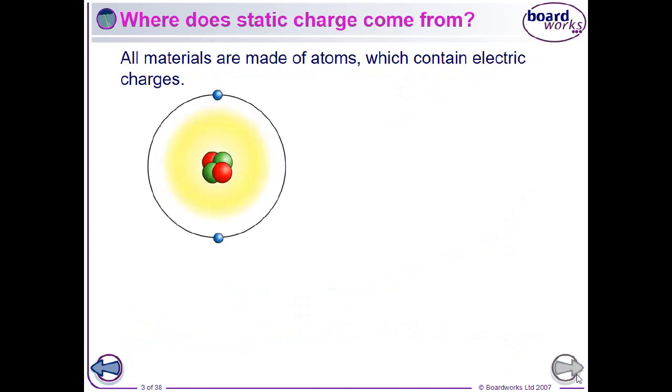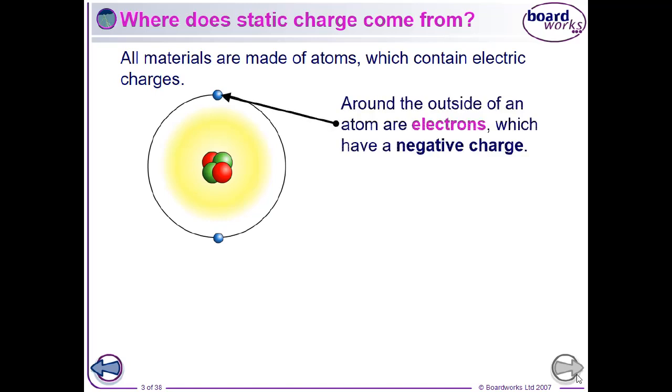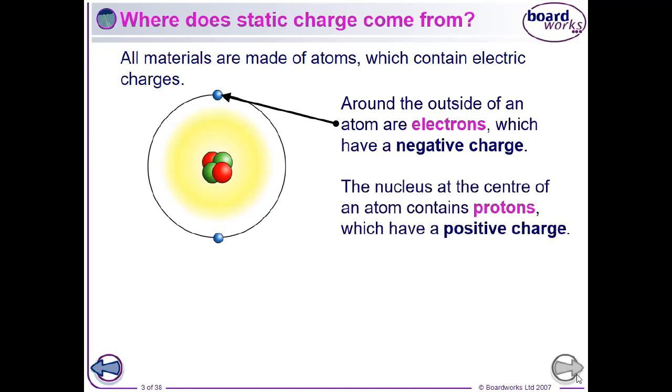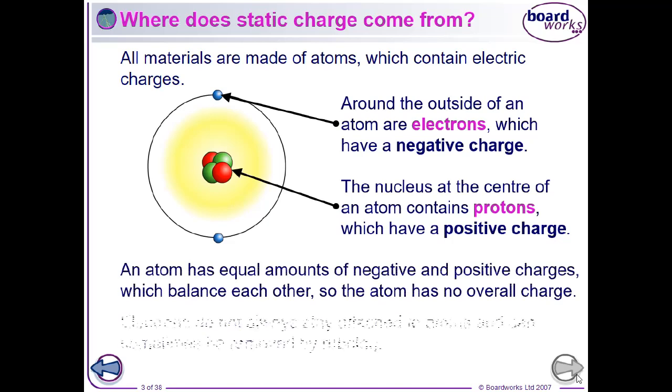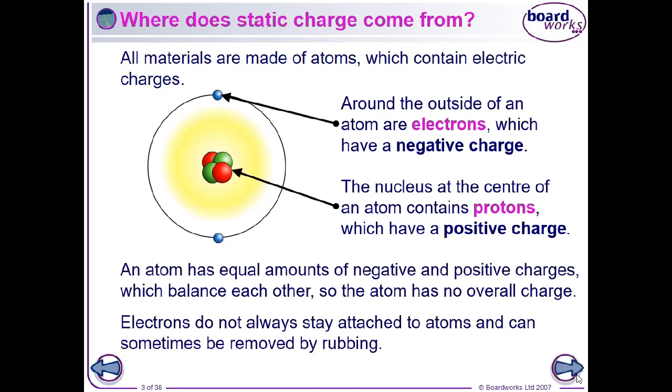Now, very quickly, we know that all materials are made up of atoms, the individual building blocks which make up everything. These atoms have electrical charges. We've got electrons that orbit around the outside of the atom that carry negative charge, and in the centre, in the nucleus, we have protons which have positive charge. And usually in an atom these charges balance out, the negatives balance the positives, and overall we have zero charge.